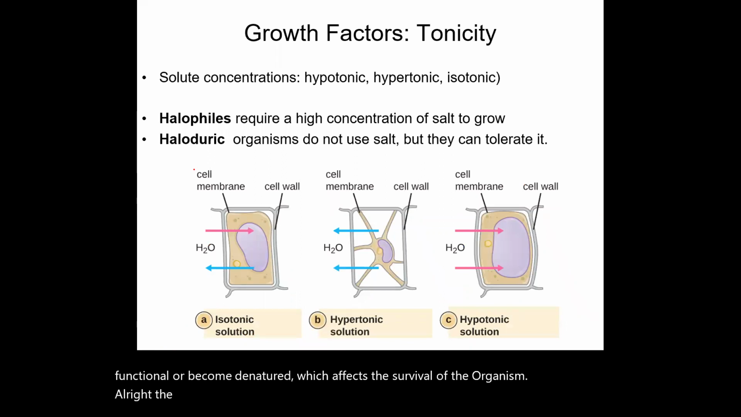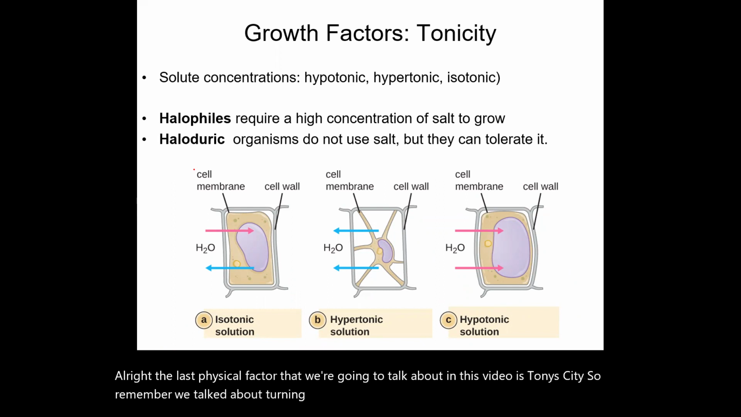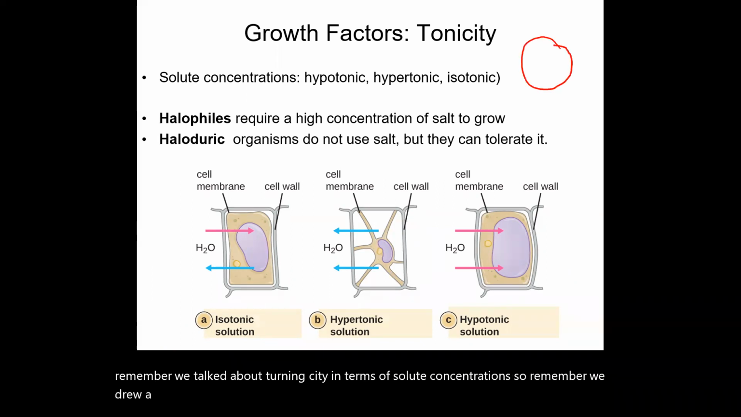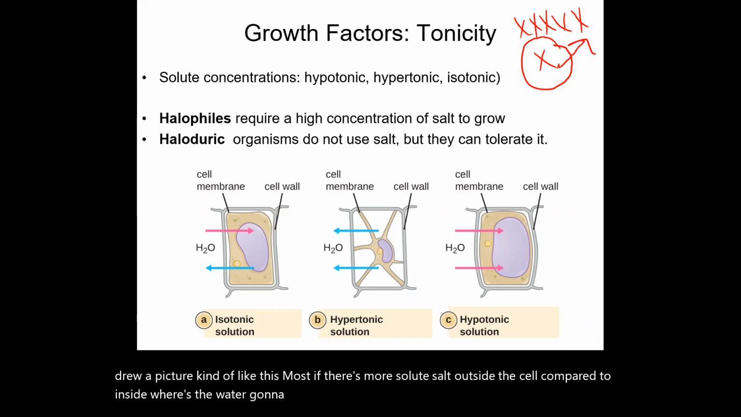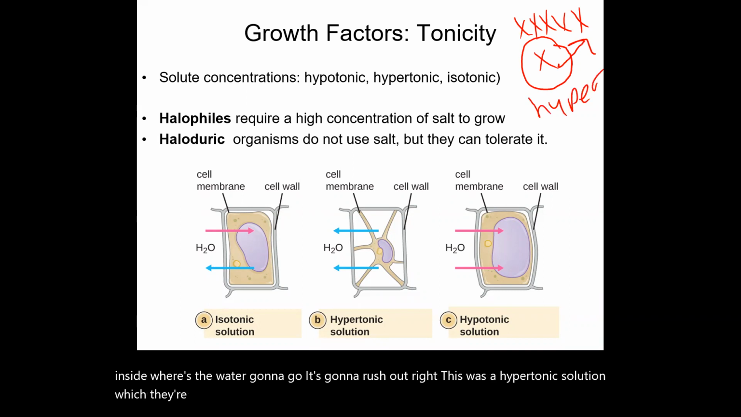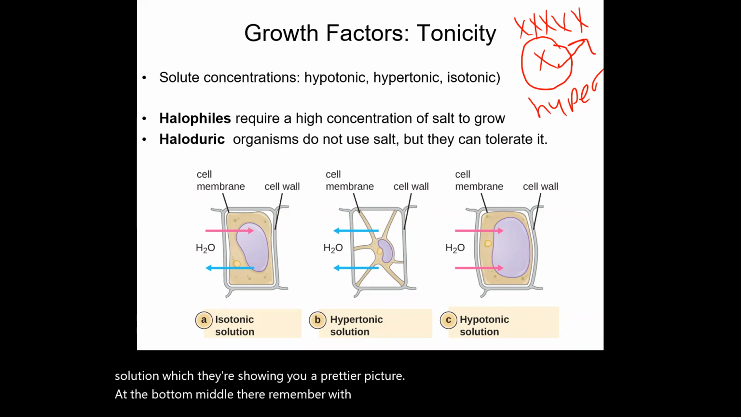All right, the last physical factor that we're going to talk about in this video is tonicity. So remember, we talked about tonicity in terms of solute concentrations. So remember, we drew a picture, kind of like this. We said if there's more solute, like salt, outside the cell compared to inside, where's the water going to go? It's going to rush out, right? This was a hypertonic solution, which they're showing you a prettier picture at the bottom middle there. But remember, with hypertonic solutions, water is going to rush out of the cell.